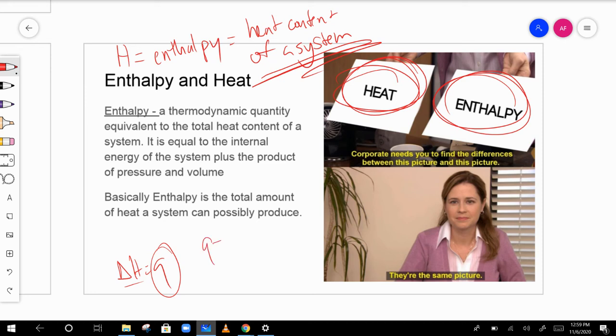Okay, so now I say Q equals mc delta T. Well, Q equals delta H as well. Same, similar kind of thing.